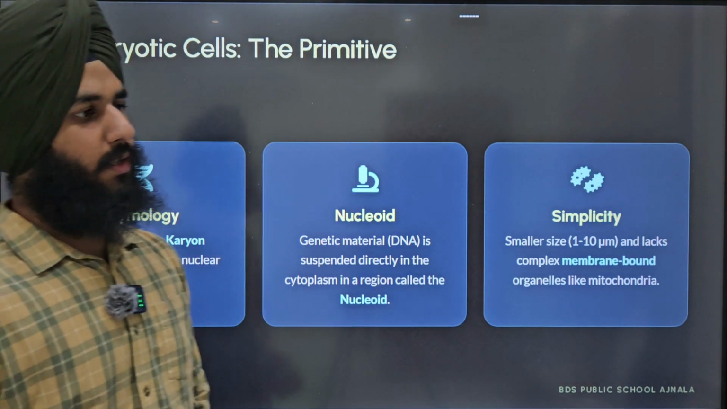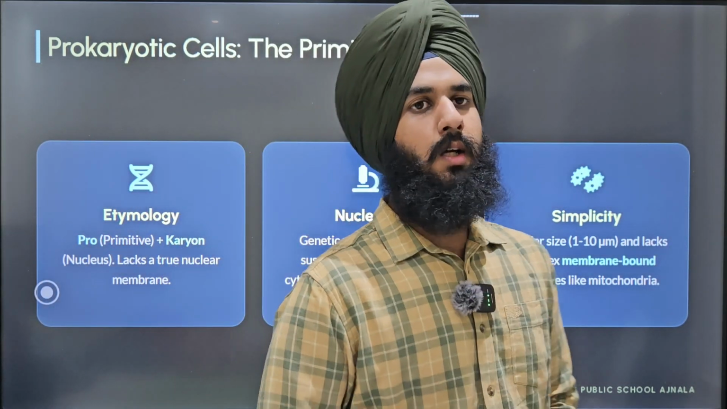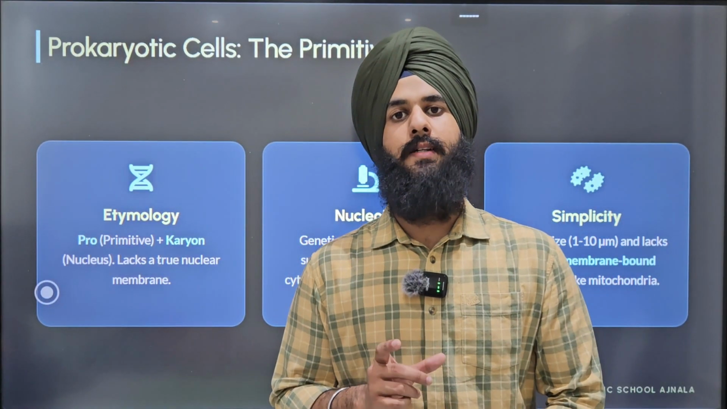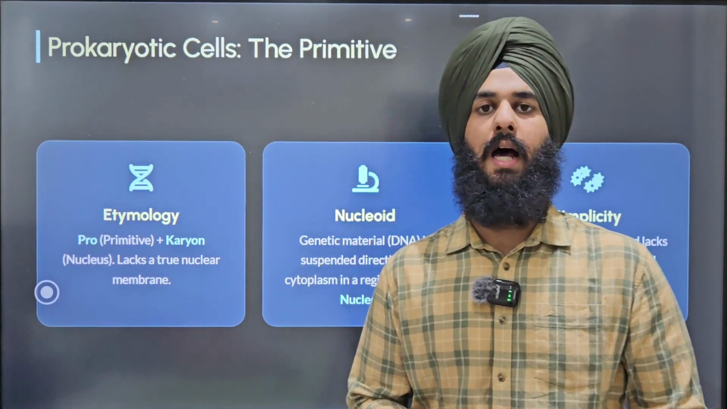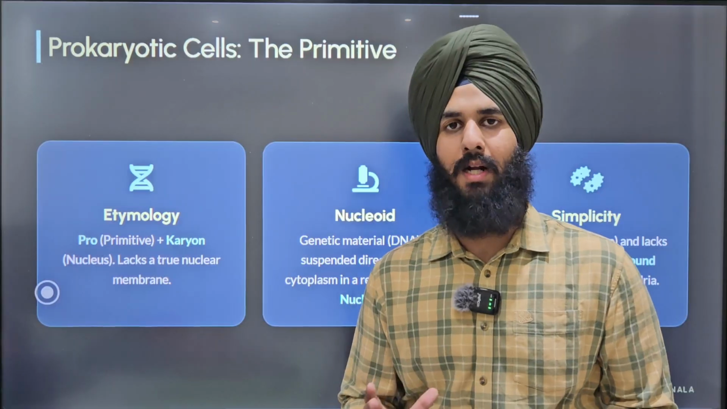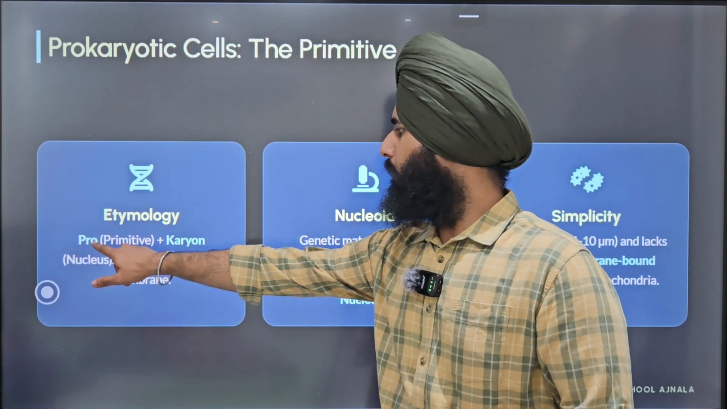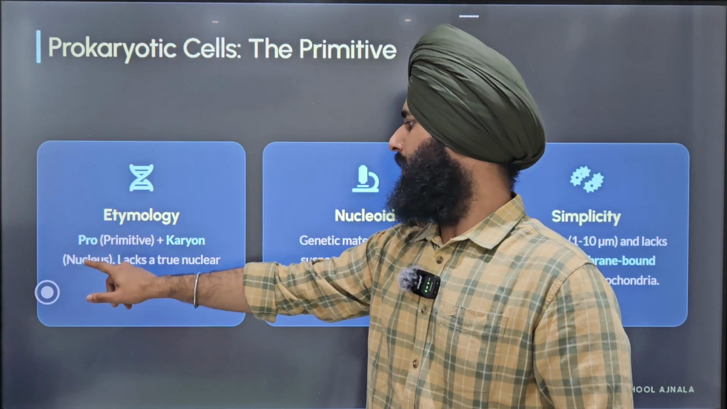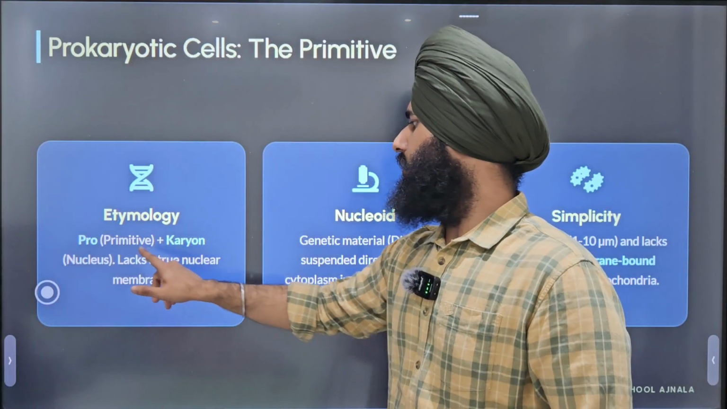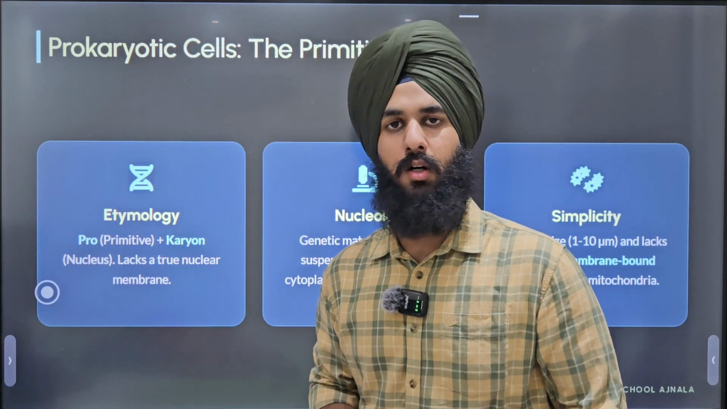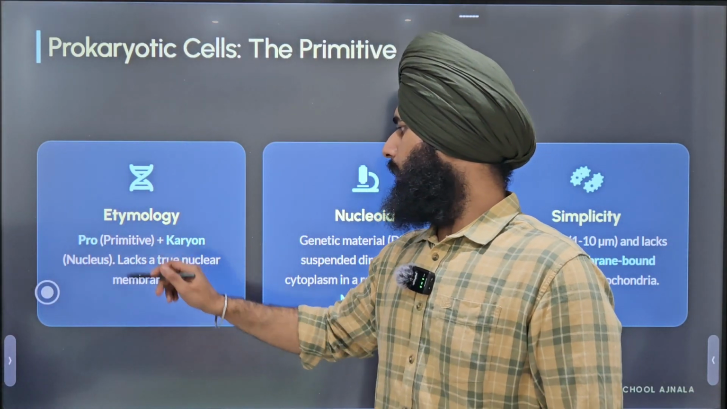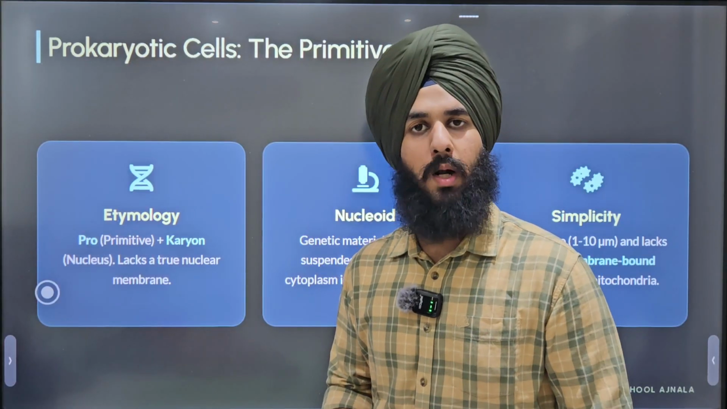So in prokaryotic cells, which are the primitive cells, a proper nucleus is absent. So they do not have a proper membrane bound, well defined nucleus. The pro over here in prokaryotic stands for primitive and karyon stands for nucleus. So they do not have a nucleus. Primitive means old, not well developed.